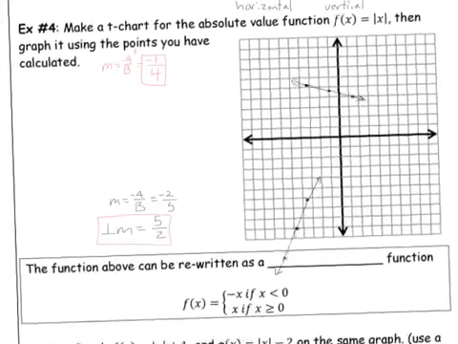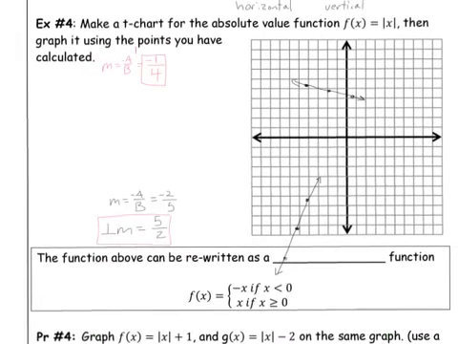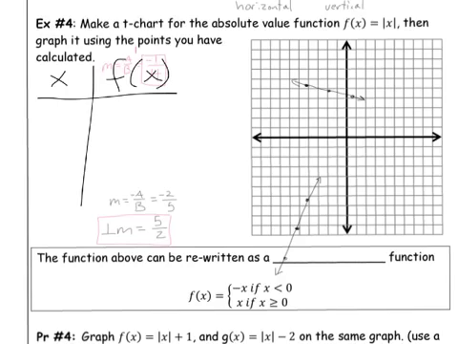Alright, we're going to graph this function, f of x equals absolute value of x. Let's make a t-chart, x and f of x. I want you to plug in these numbers for me and fill in the number for f of x. Plug it in, see what it kicks back, and then plot all those points. Go ahead and do that, pause the video, and I'll put the answer up in just a second.